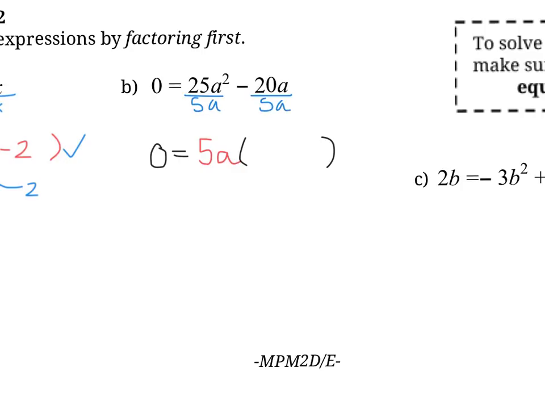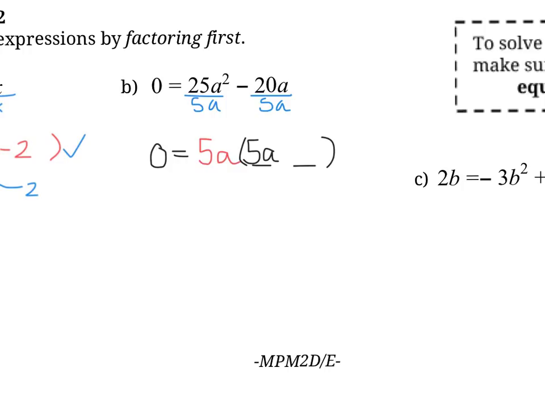Another way to think about it is like a sort of a fill in the blank. What could I put right here so that when I expand it, I get 25a squared? Well, what needs to multiply by 5 to get 25? That would be 5. So my first guy would be 5. What about a? A times what is going to make a squared? Well, a times a. So I'd have 5a.